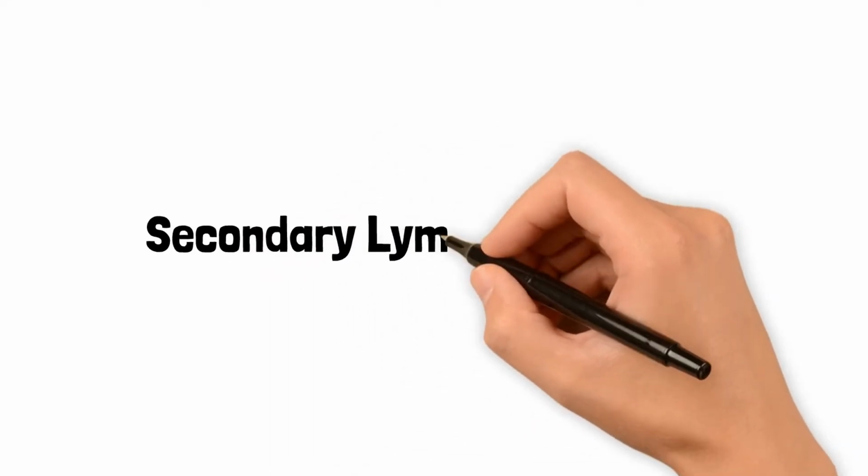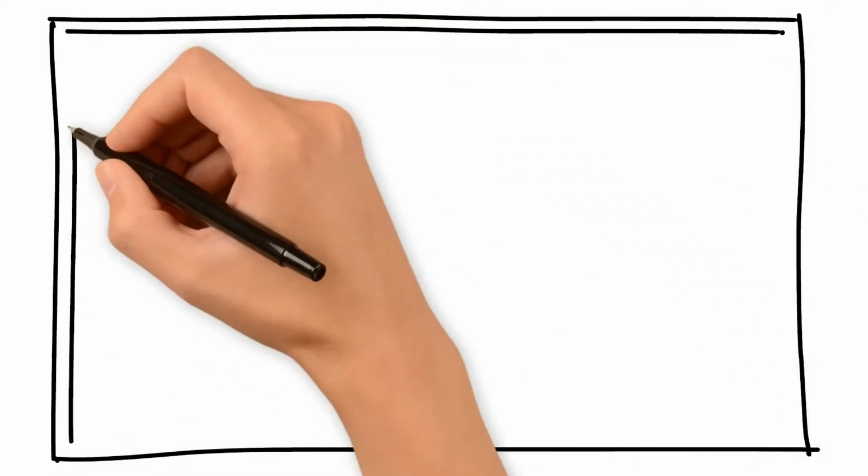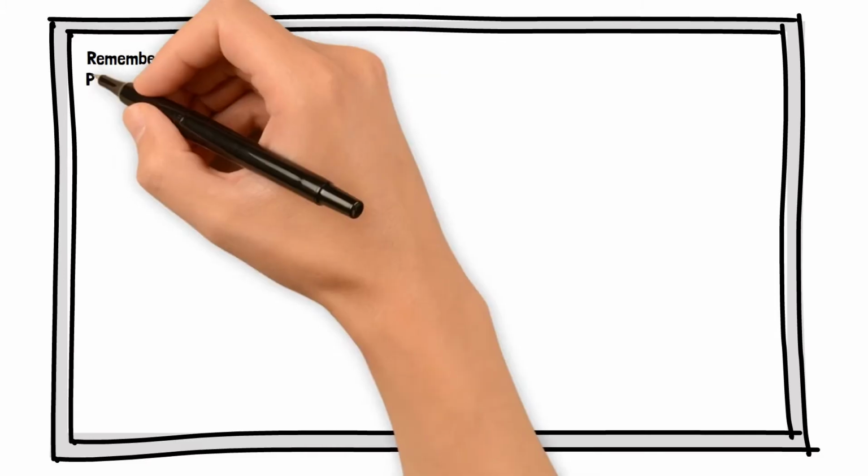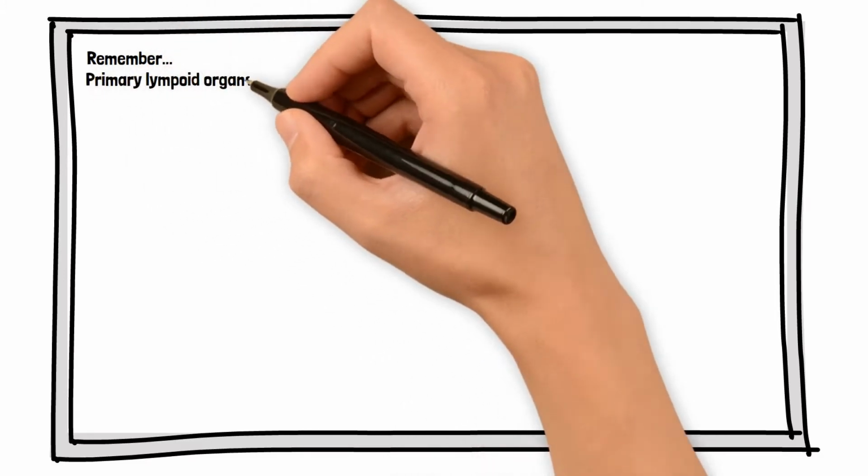This is the video on the secondary lymphoid organs. There are several organs associated with the immune system. The primary lymphoid organs are the bone marrow, where the T cells and B cells are produced, and the thymus, where the T cells mature.